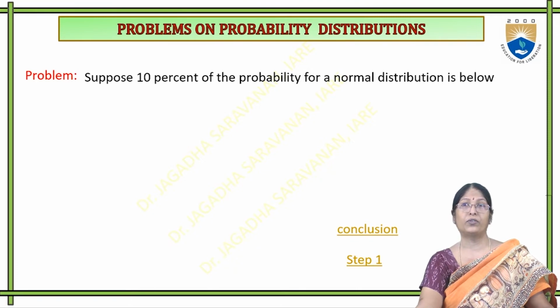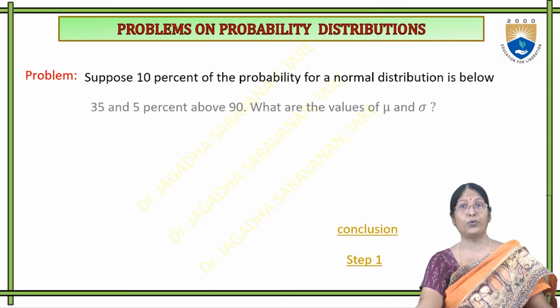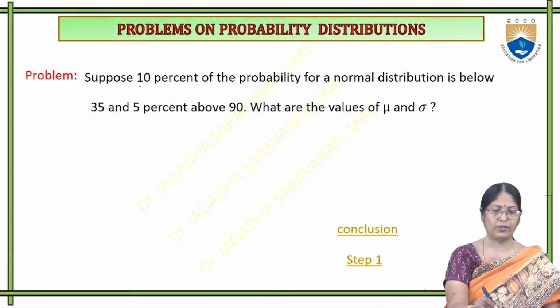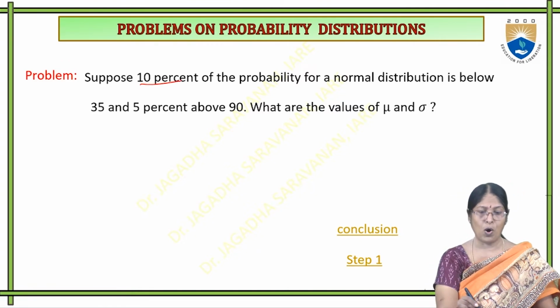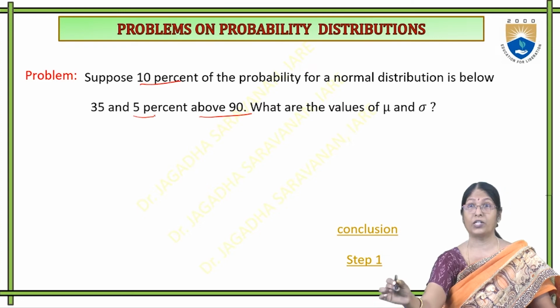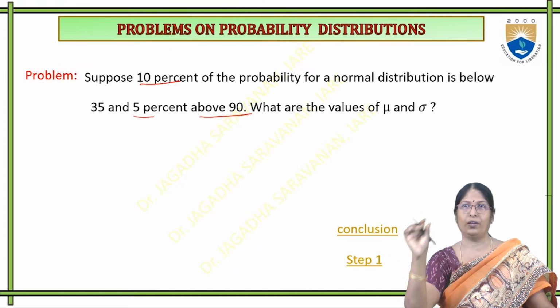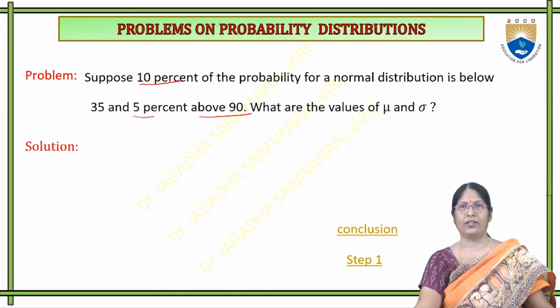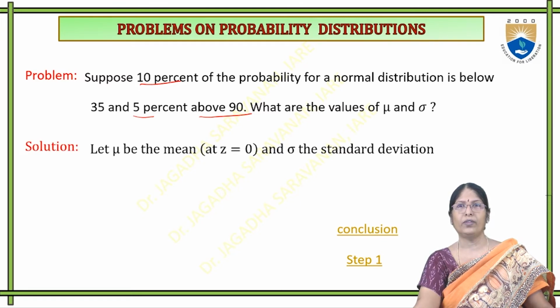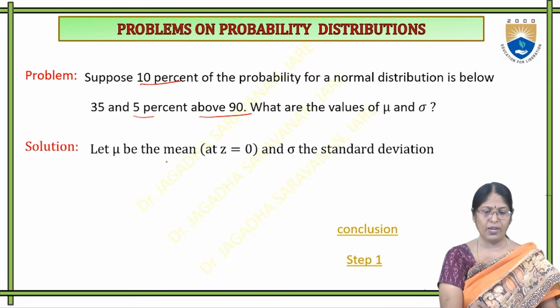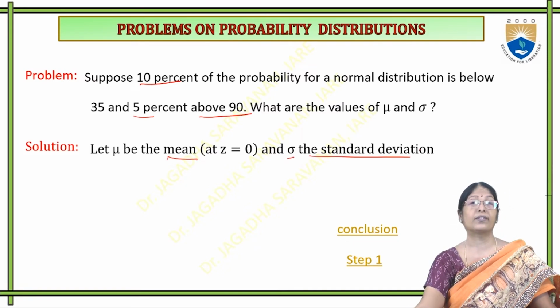Suppose 10% of the probability for the normal distribution is below 35, and above 90 is 5%. That is our given data. What are the values of mu and sigma? This problem comes under normal distribution when mu and sigma are not given. How to deal with it? We will solve this problem. Mu is the symbol of mean. Sigma is the symbol of standard deviation.